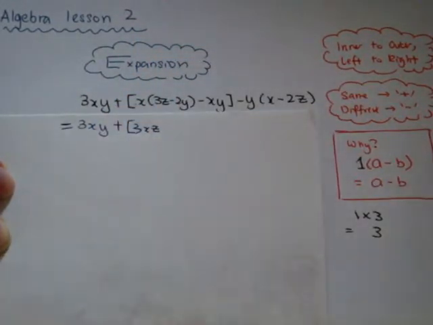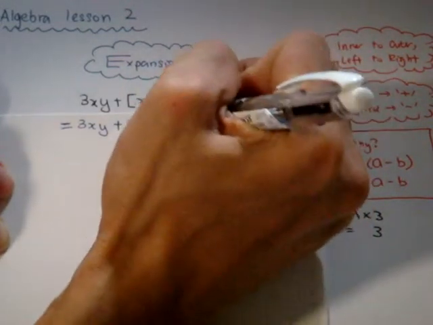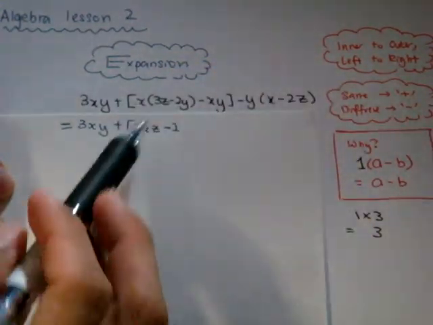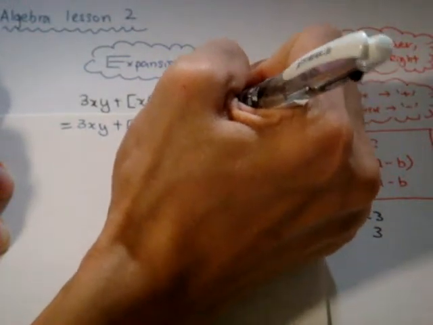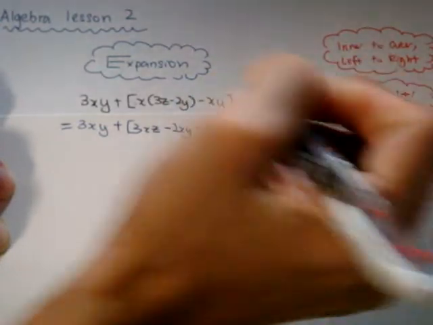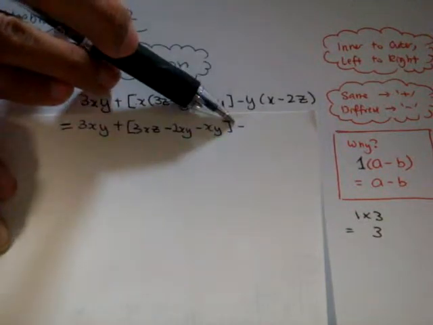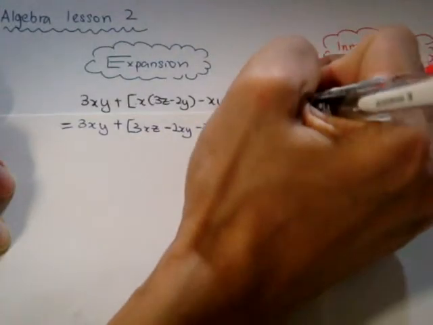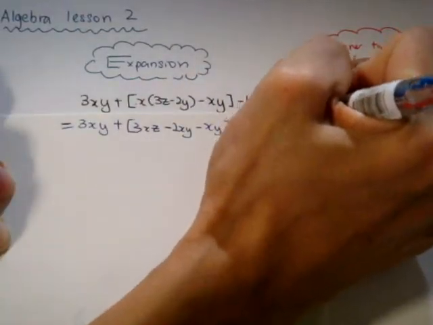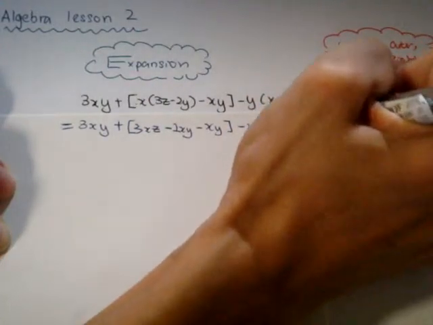Write clearly and neatly. Positive times negative, different sign, negative. 1 times 2, 2. X times Y, XY. And the rest you just copy down until here. Okay? Negative times positive, negative. X times Y, XY. Negative times negative, positive. Y times 2Z is 2YZ.